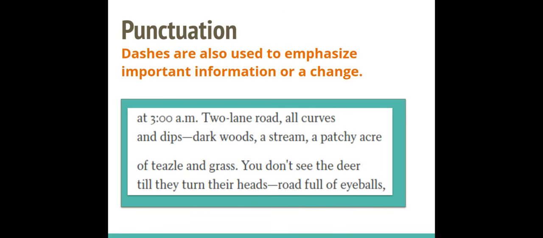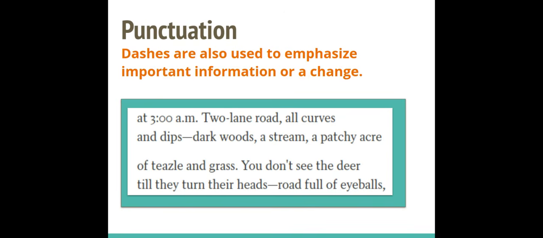Also in this poem, the poet decided to use dashes, and a dash is going to emphasize or highlight some important information or a change. So taking a look at the first stanza on the slide. 2-lane road, all curves and dips. Dark woods, a stream, a patchy acre. That dash there is to kind of show us that he's changing from the idea of the road to now the setting around the road.